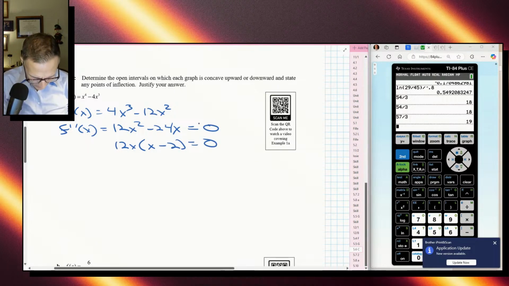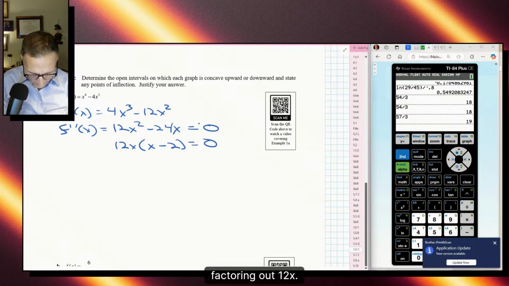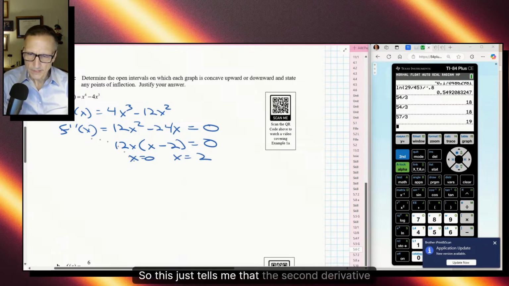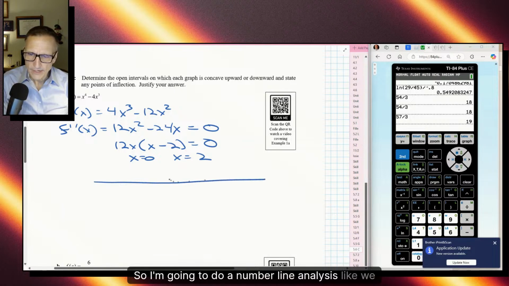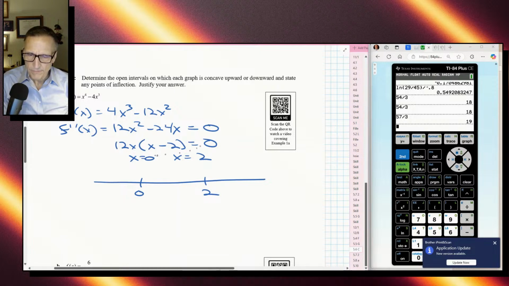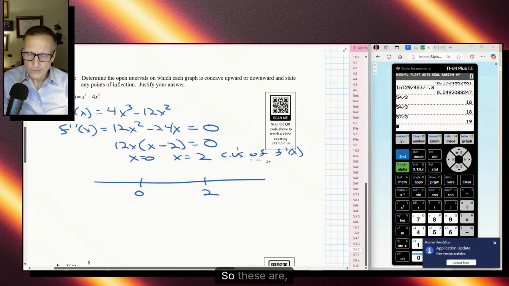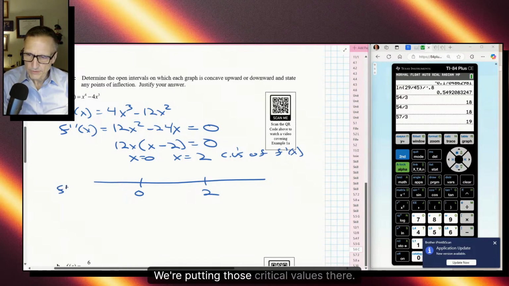And notice I'm solving this by factoring out 12x, and that gives me x equals 0 and x equals 2. So this just tells me that the second derivative is 0 when x is 0 or x is 2. So I'm going to do a number line analysis like we did in the first derivative test. I'm going to put these critical values for f prime. Keep in mind, those are critical values of the f prime function. Okay, so that's what we're doing here. We're putting those critical values there.